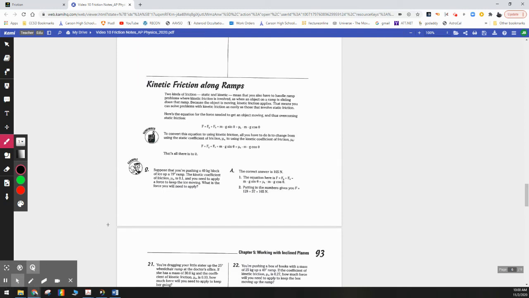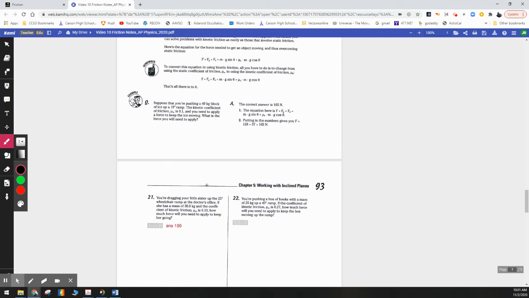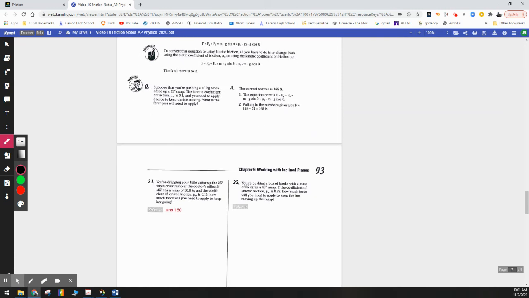Okay. The next part here is kinetic friction along ramps. So kinetic friction. Now this time, here's an example, and we'll let you work through this example. But I'm going to go ahead and focus on number 21.